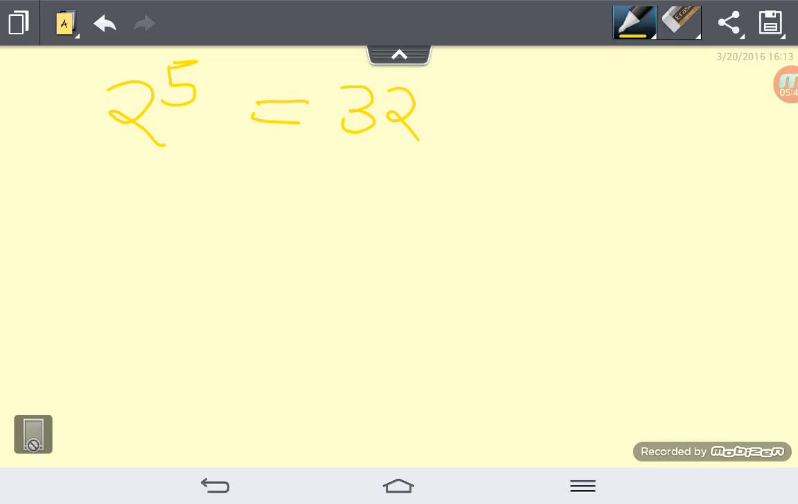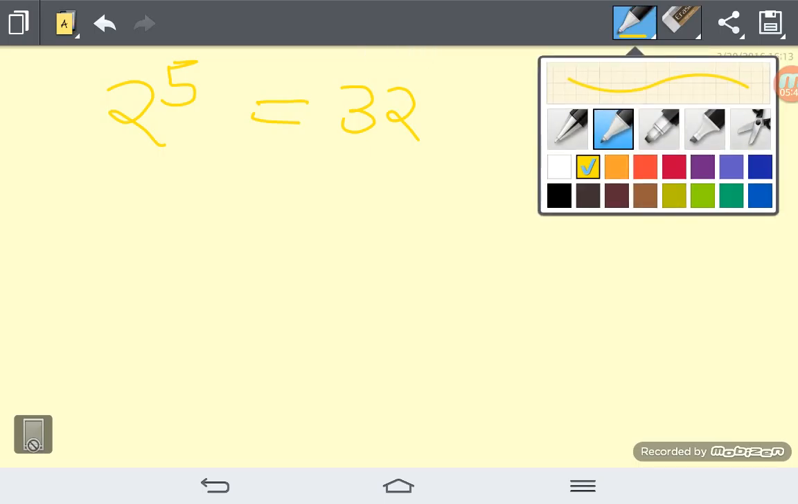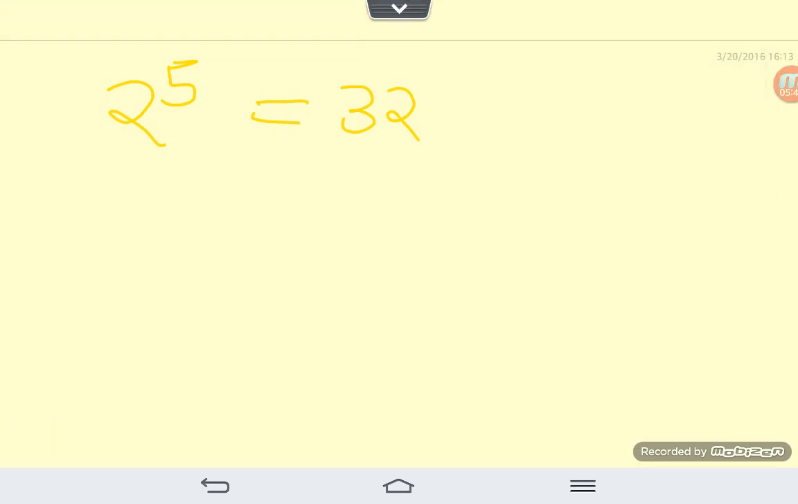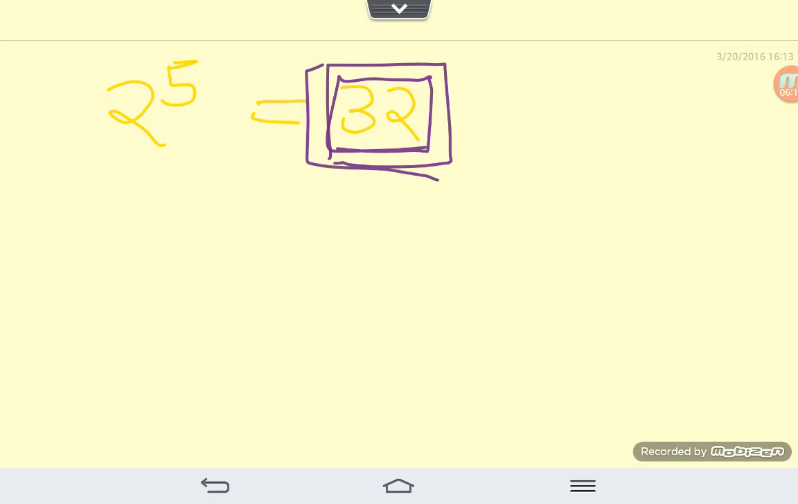Now, how do I find what's the number making this 32? Or how do I find by which number should the same number be multiplied, and how many times should it be multiplied by itself to give 32? That's what you call a root.